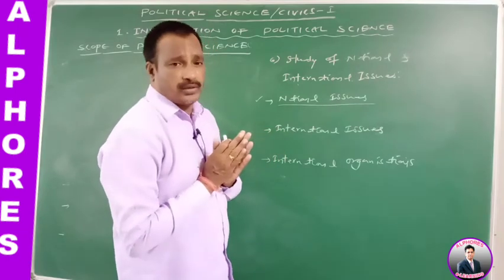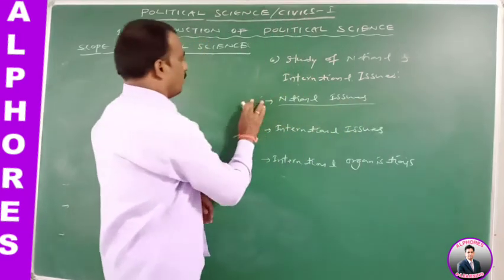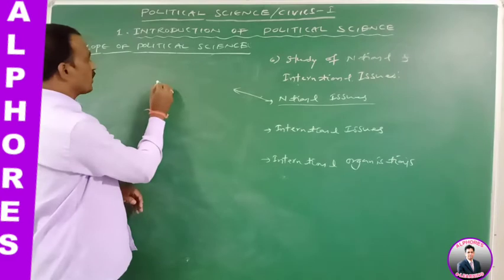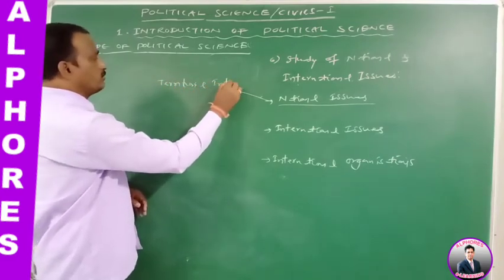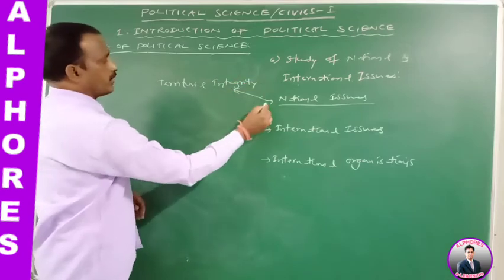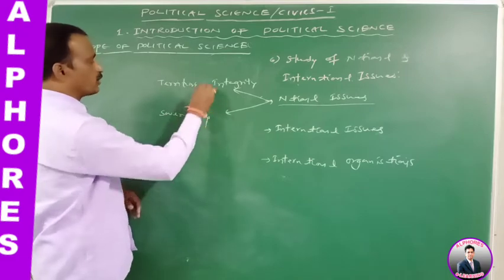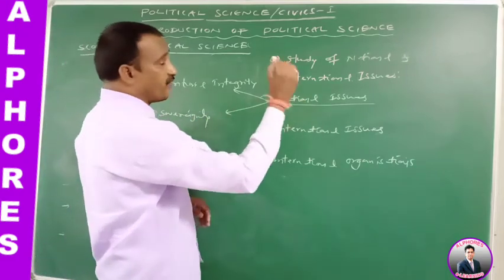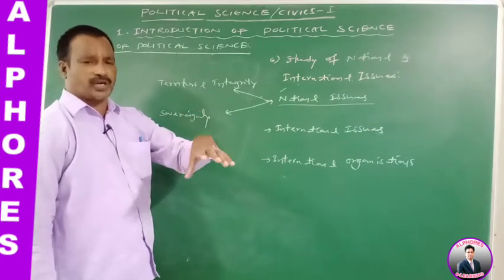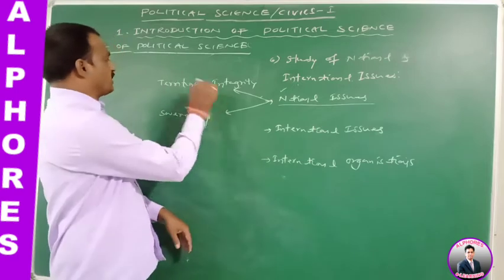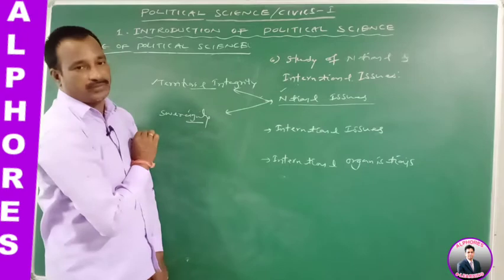Today, there are two important issues. One is territorial integrity. Second one is sovereignty. These are the two important national issues of every state. It is a responsibility or it is an obligation of every state to protect its territorial integrity and sovereignty.